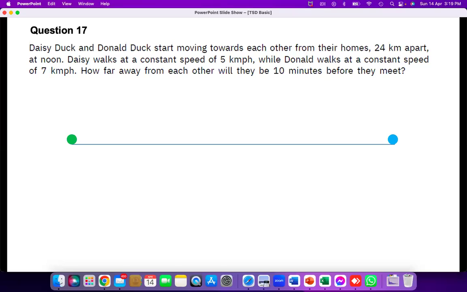Daisy and Donald start moving towards each other from their home, 24 kilometers apart, at noon. Daisy walks at a constant speed of 5 kilometers per hour, while Donald walks at a constant speed of 7 kilometers per hour. How far away from each other will they be 10 minutes before they meet? This question is a bit tricky.